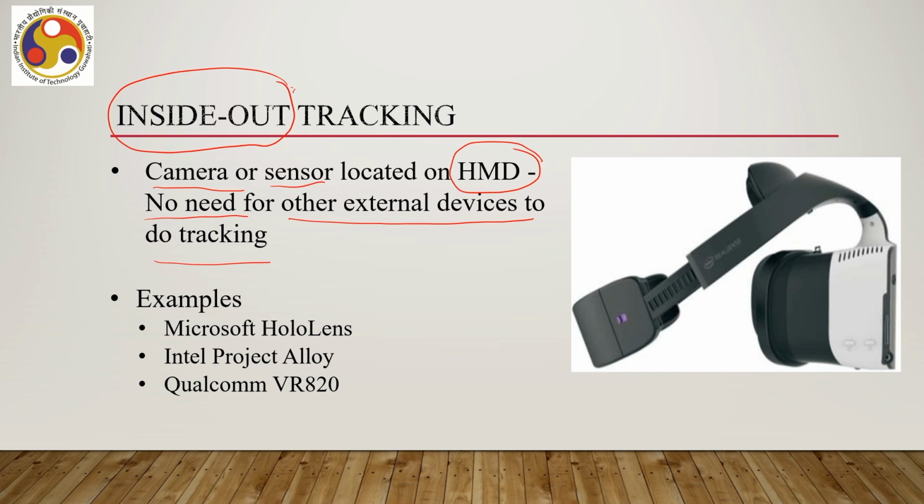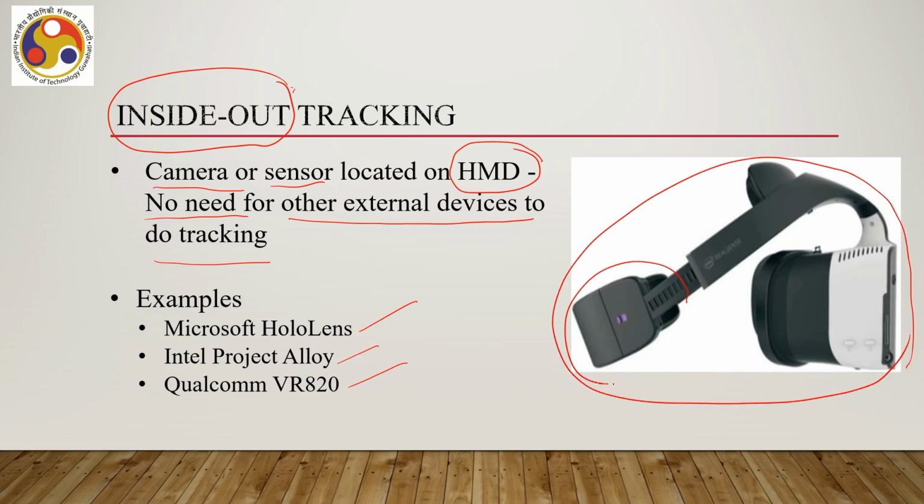Now, examples of inside out tracking are Microsoft HoloLens, Intel Project Alloy, Qualcomm VR820. So, different systems are there. As you can see in this accompanying figure, there is this attached camera part, sensory part attached to the display part to assist in tracking. Earlier we have seen Microsoft HoloLens, which comes with all the sensors and cameras. So, that is another compact way of looking at inside out tracking.